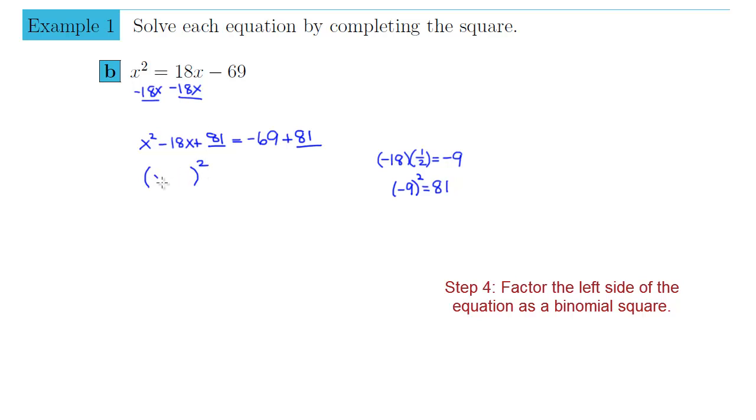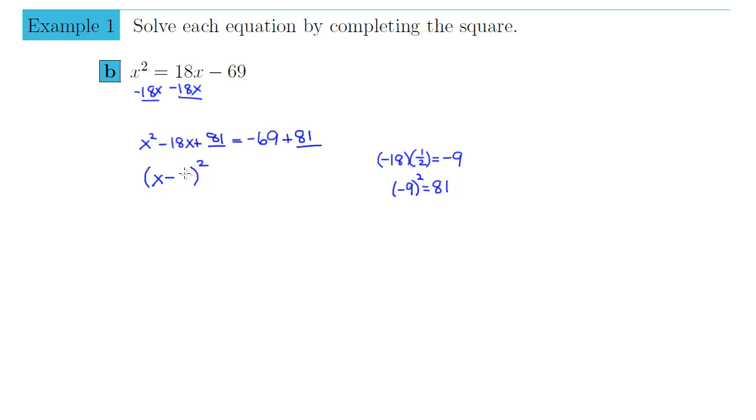Something times itself, actually. And notice I put a plus, but really what's the number that we're going to put in there? Let's get rid of that plus sign. The number that goes in there is going to be half of negative 18, and be very careful, half of negative 18 is negative 9, so what goes in our binomial square is actually x minus 9 squared. And you can check off to the side. If you take x minus 9 times x minus 9, when you multiply that out, that should give you back x squared minus 18x plus 81.